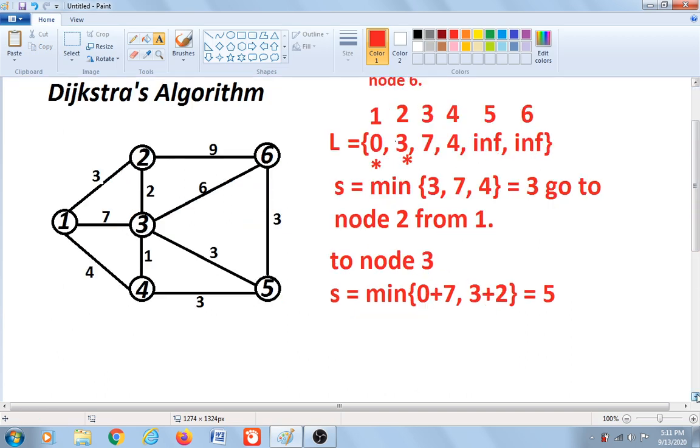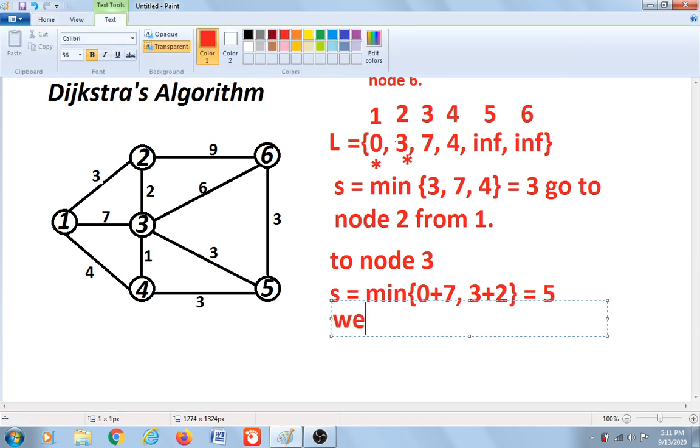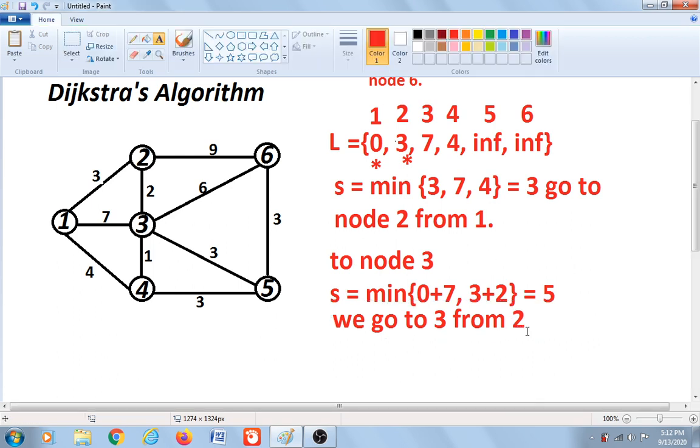So the shortest distance is 5. So that means we go to 3 from 2. Okay. So that's to go from node number 2 to number 3.